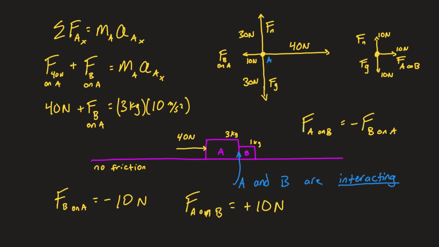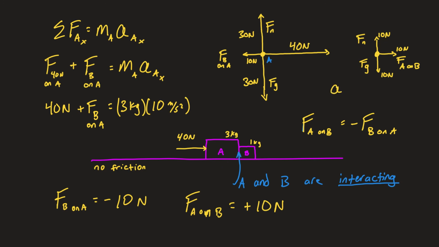Both blocks would accelerate to the right with identical accelerations. Block A would have a net force of 30 newtons, 40 minus 10. Block B would have a net force of only 10 newtons. And that's interesting. Let's revisit the second law before we end this video. Think about this for a second. There's a lot of great information. I'll write this out. I'm running out of space, but I'll just write it right here.